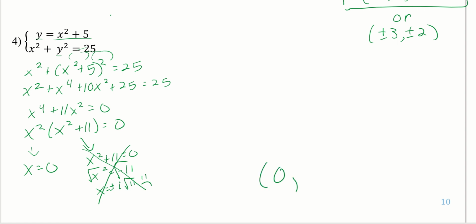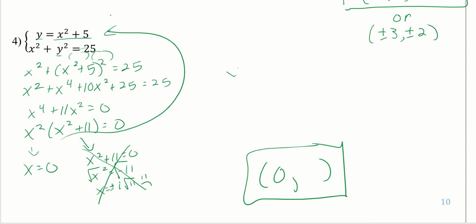My answer is 0, comma something, and so for the y portion of it, I plug this back into the top. So y is equal to 0 squared plus 5, aka 5. You can also do that through elimination if you want. There's an example in the notes through elimination if you would like to see that.